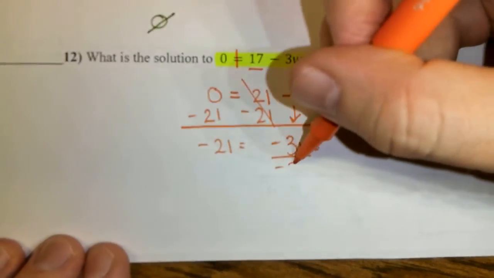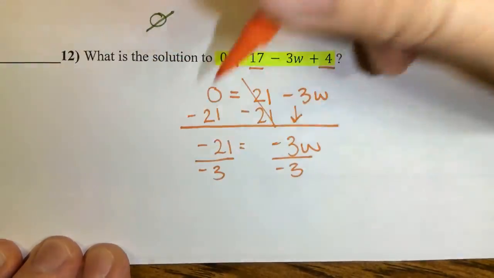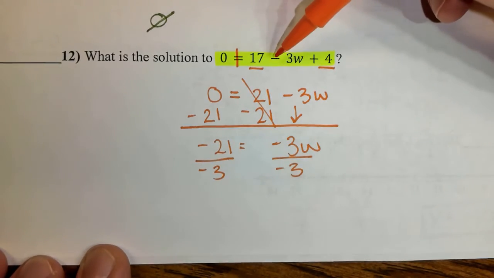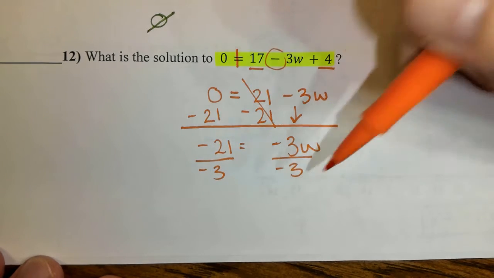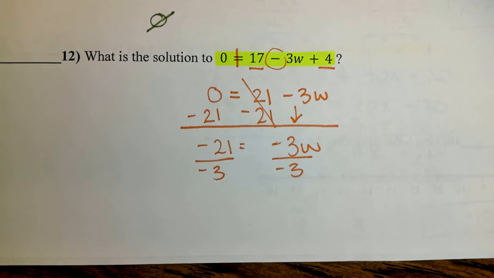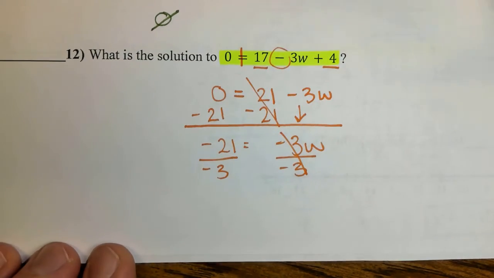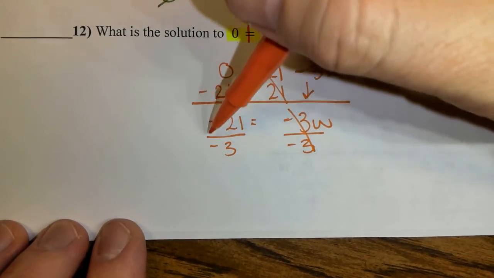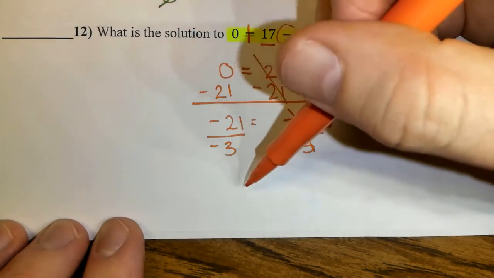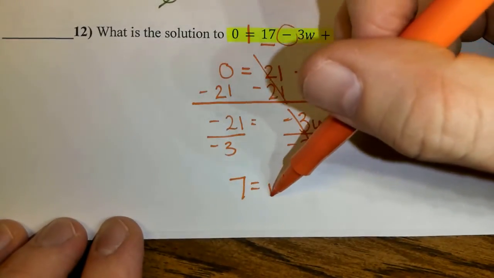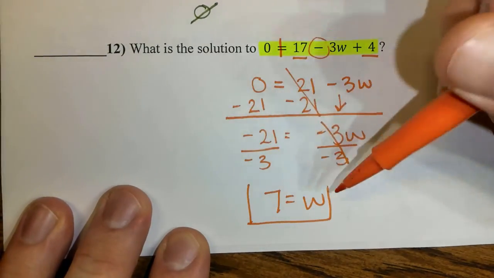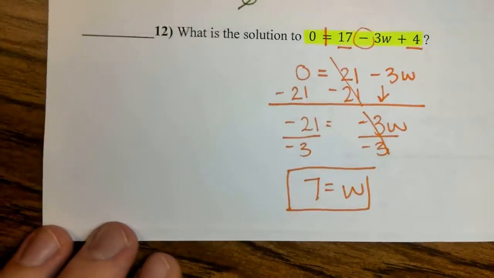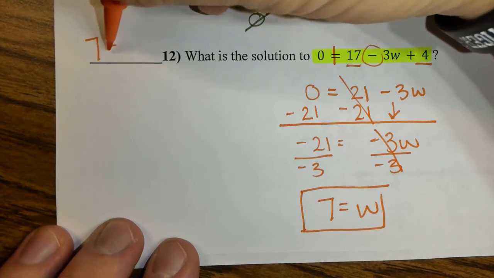Last step is divide. And please don't forget to divide by the negative. Because it's negative here, it stays negative, and I divide by negative. Some of y'all keep forgetting the negatives and then your answer is off. So try not to do that if you can. So look, two negatives make a positive. 21 divided by 3 is 7. And then equals w. So that is my answer for this one. So here I have 7 equals w.